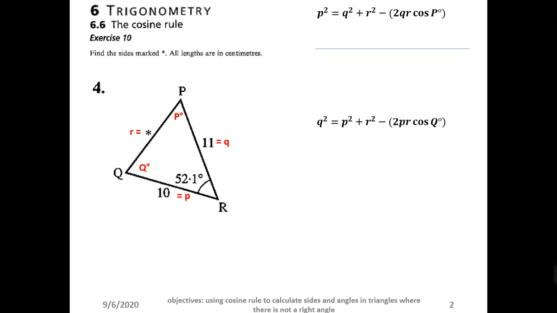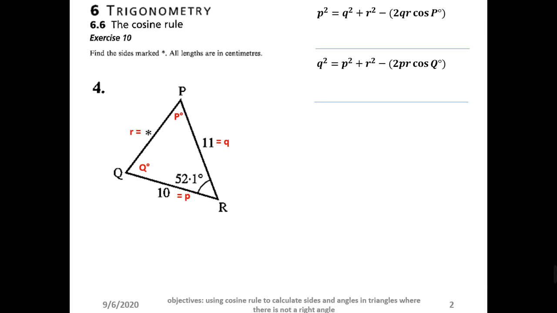Now, let's start with Q. Q squared is equal, what are the other two sides other than Q? P and R. So P squared plus R squared minus, inside the bracket, 2 times P times R times cosine Q.